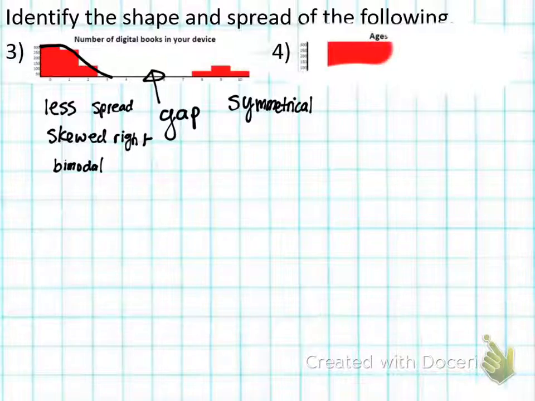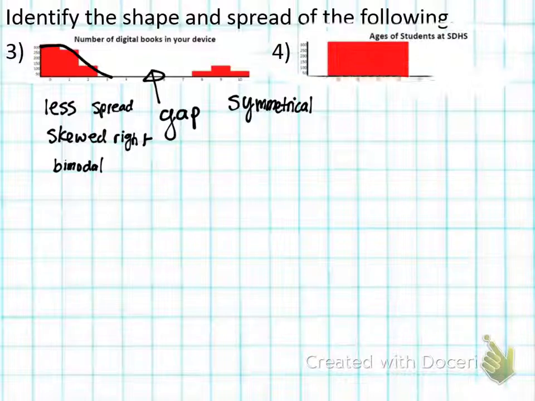Okay. Here we go. Let's do number 4. Let's have you do this one by yourself. Show me what the answer is. These are the ages of students. I counted every 14-year-old, 15-year-old, 16-year-old, 17-year-old, and 18-year-old at San Dimas High School. And this is the data I got. What can you tell me about this?